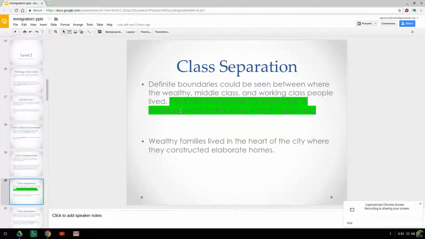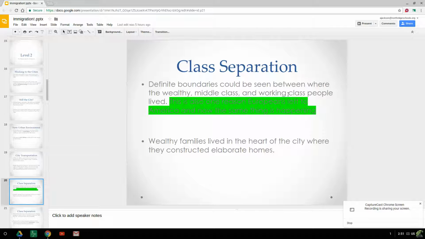As you can note here, and on your notes, you will not see this green highlighted area, so please go ahead and type that on your note. But as we talked about with other ethnic neighborhoods forming and separating these neighborhoods, definite boundaries are going to be seen between wealthy and middle class and working class people living in these American cities.